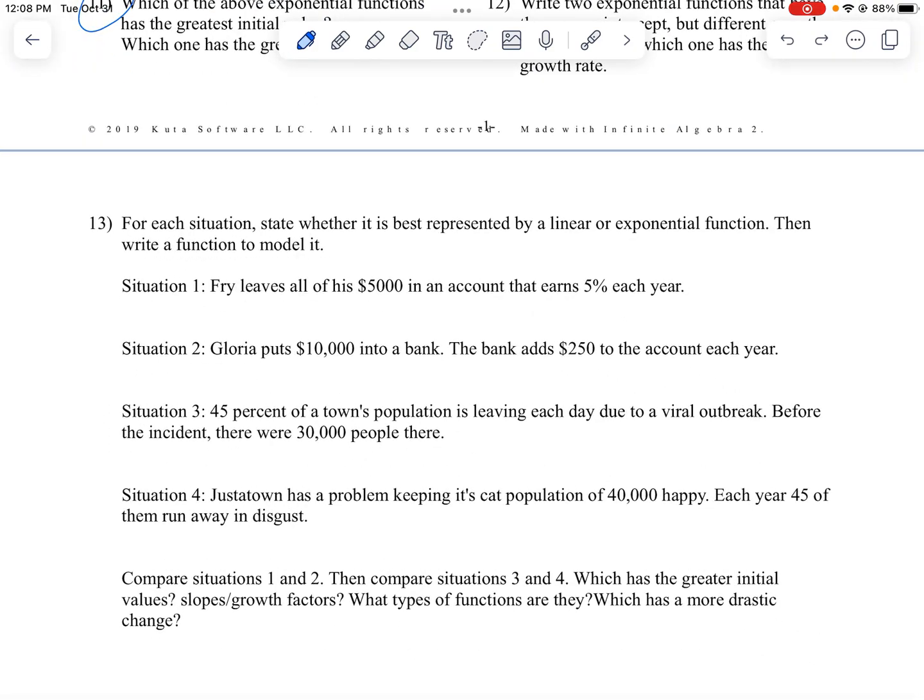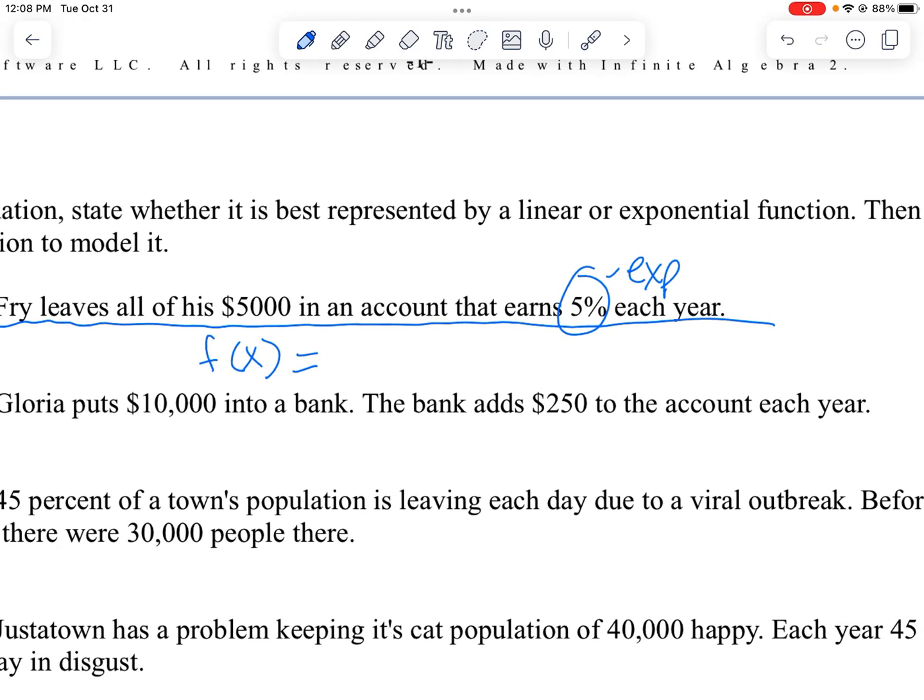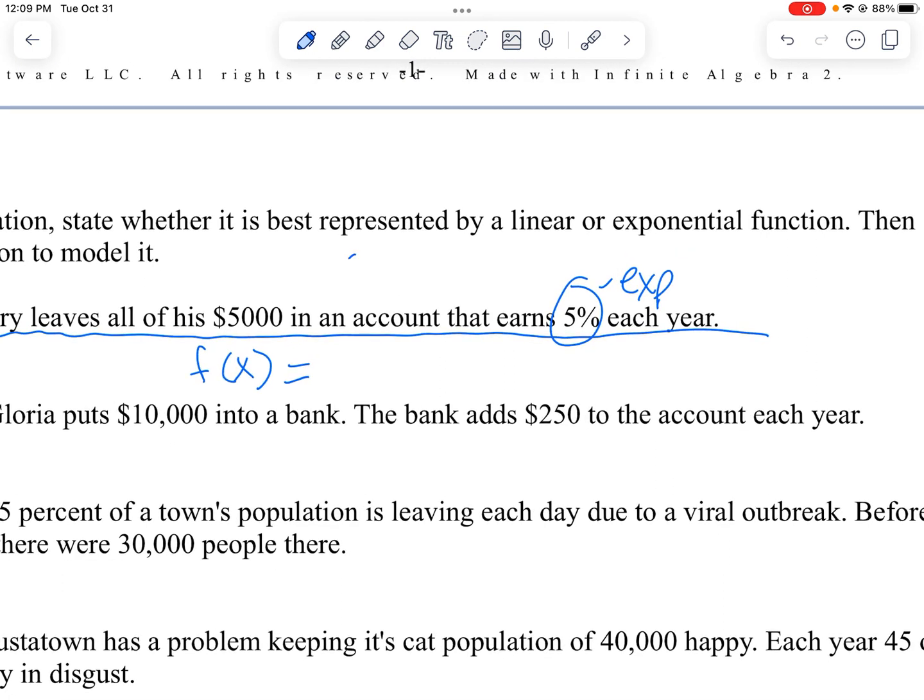So for instance, situation 1, Farley leaves $5,000 in an account and earns 5% a year. That is a big hint that it is exponential, and it is exponential. So I'm going to write out our function, f of x equals, and once again, it's a times b to the x power. Often we just do parentheses like this. A times b. A is the initial value, b is what you're timesing by.